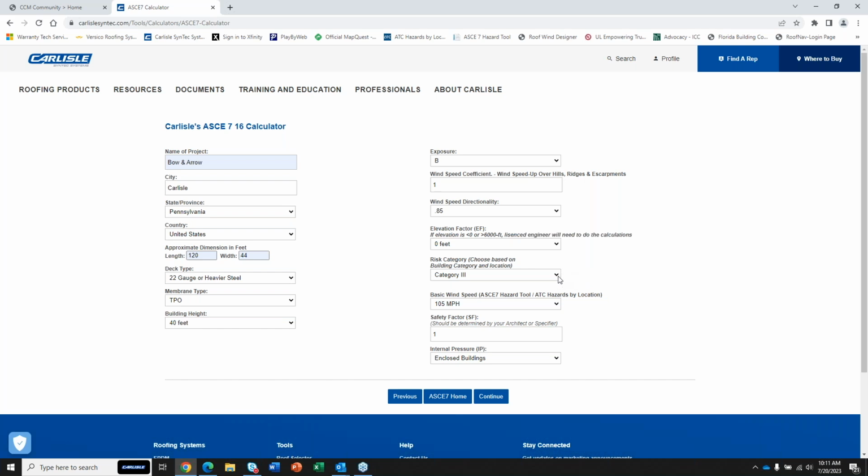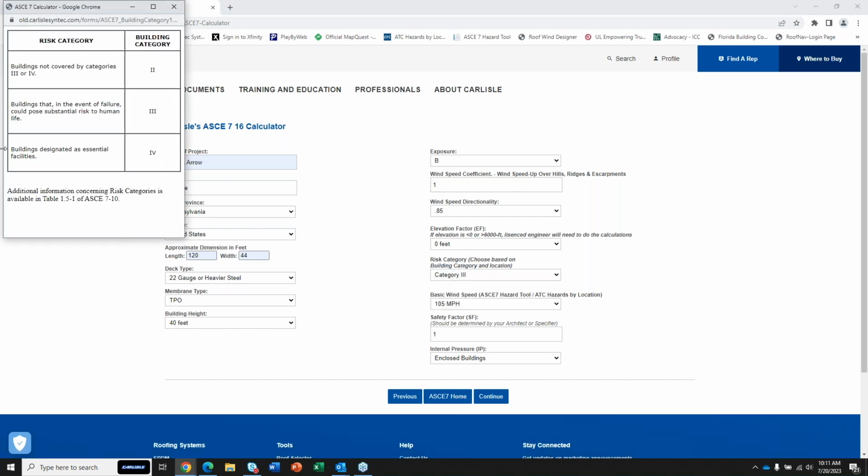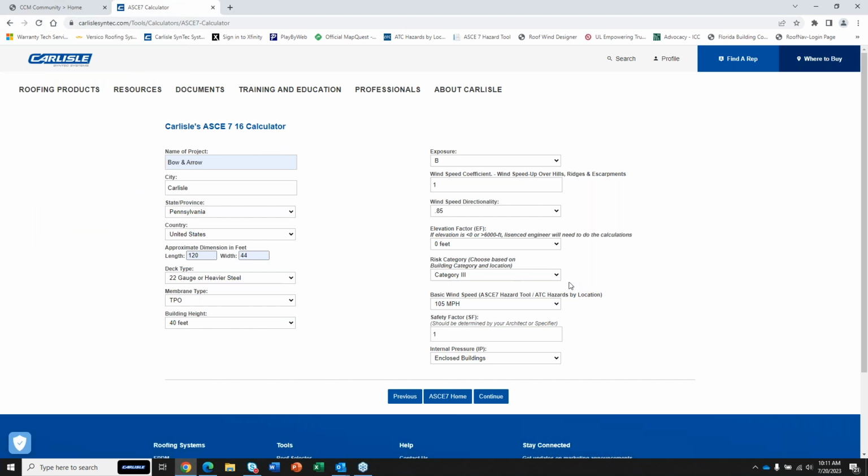Then there's the use of the building. That's where the categories, or risk categories, come in. And in this case, there's the definitions of those risk categories, giving you an idea of how to determine which risk category you should be using. In this case, we'll use a risk category 4. And then we have the basic wind speeds that we need to use. This is where the local wind speed associated to that building is.